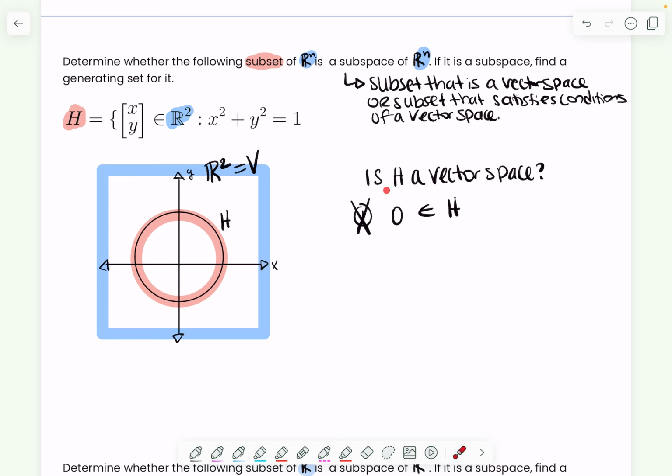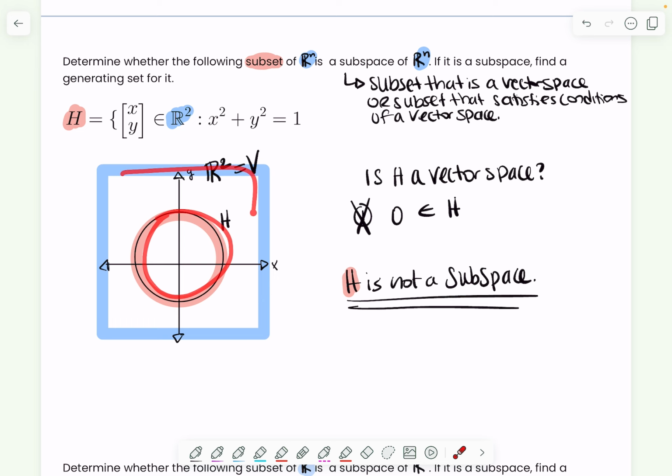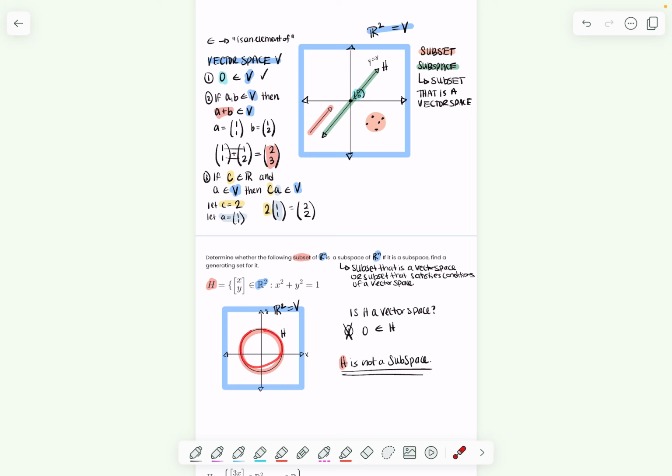Because it fails this condition, H is not a vector space. And because a subspace is just a subset that's a vector space, and we already know H is not, then it's simply a subset. So H is not a subspace. In other words, it's not a vector space within another vector space. It's simply just something inside the vector space. So that is a strategy. When you're asked if a subset is a subspace, you first want to use these conditions and see if you can prove that it's not, because it's so easy, this first one especially. If 0 is not on that subset or on that graph, then we already know it's not a subspace because it doesn't meet this condition of a vector space.